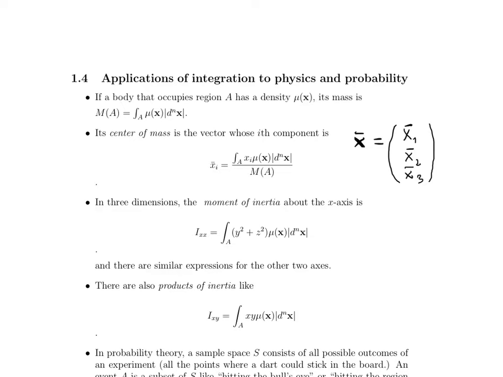We can also compute the moment of inertia about the x-axis when we're looking at some sort of solid that is perhaps sitting right on the x-axis. We're basically computing y squared plus z squared, which is r squared. We're integrating that times the density function across the entire region A. So you're taking the density function and multiplying it by the square of the distance from a particular axis.